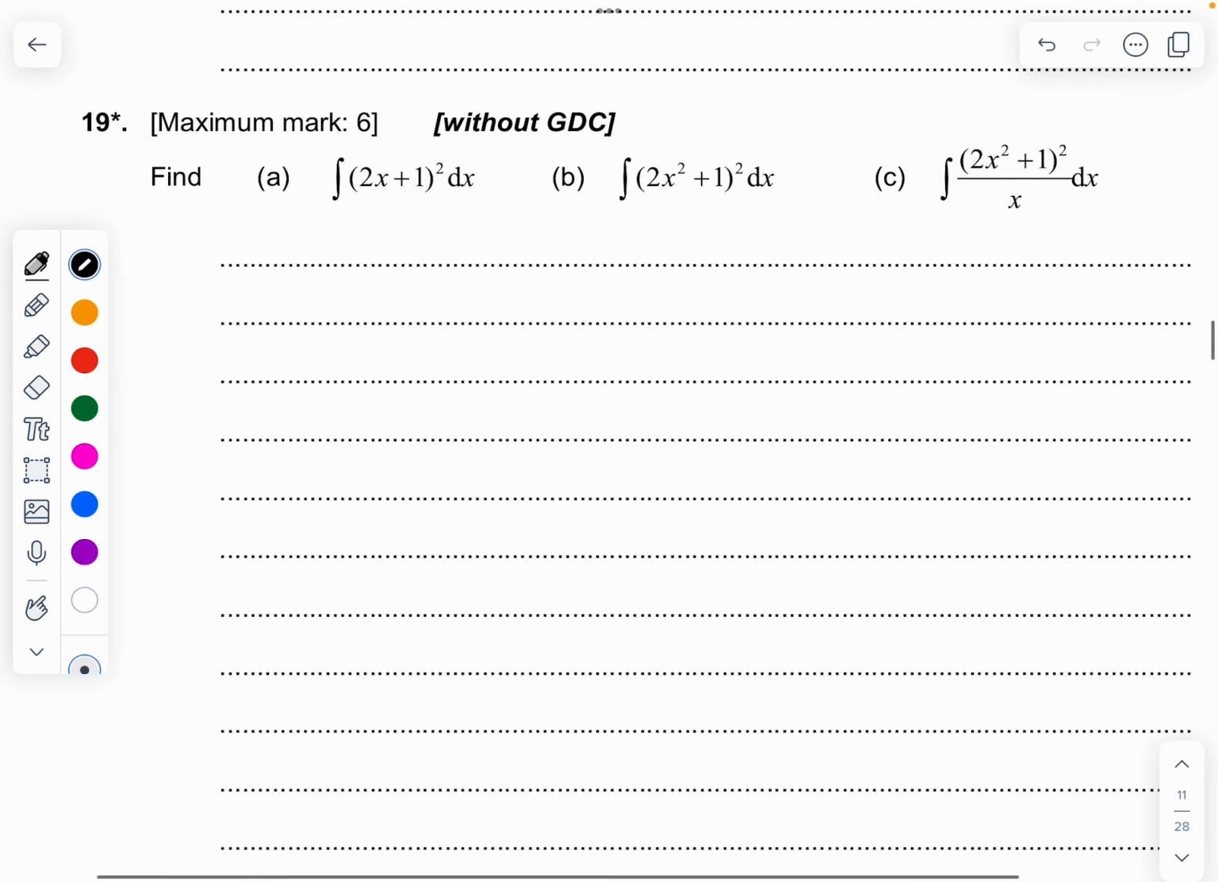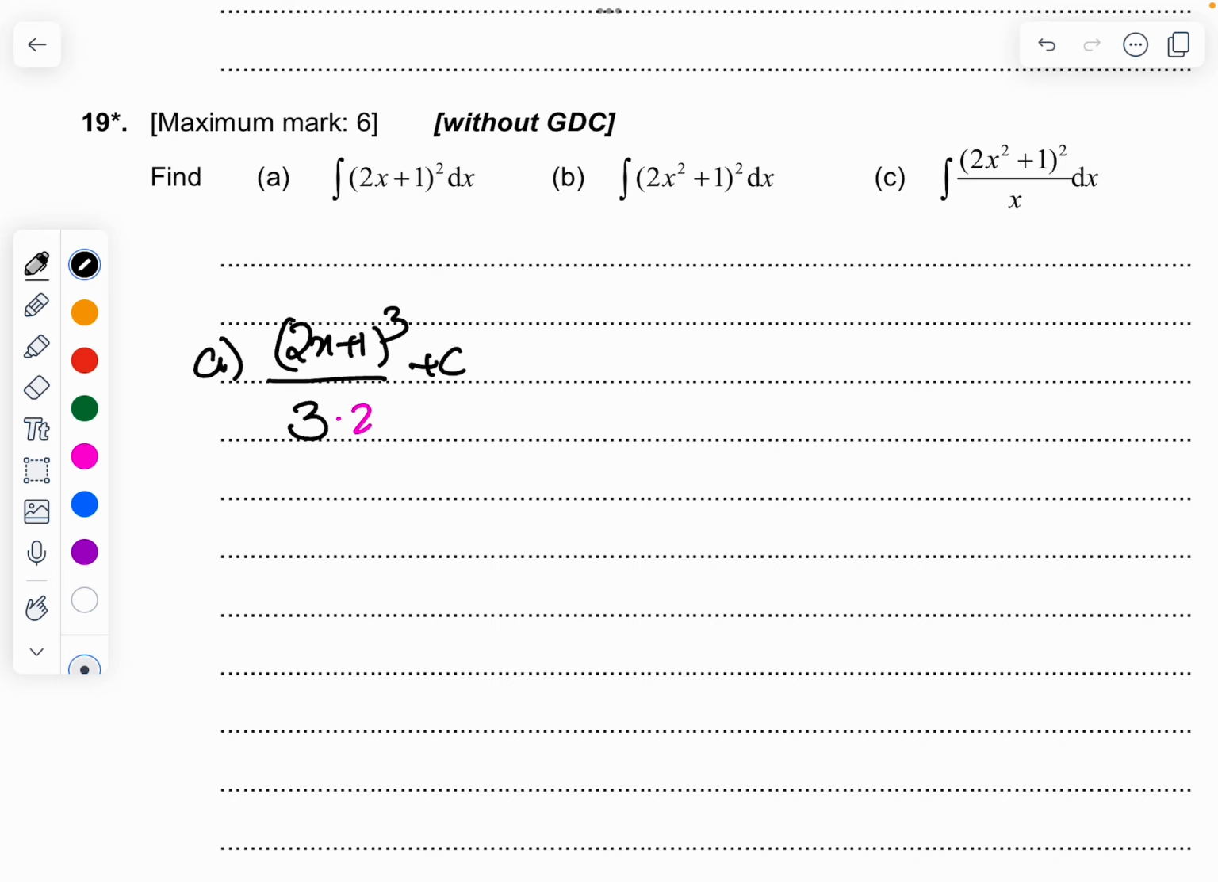Question number 19. 2x plus 1 whole to the power of 3 upon 3 times 2 plus c. That is part A. Part B we cannot do in that way, because derivative of 2x square will become 4x. So therefore what should I do? First of all, I'll expand it out.